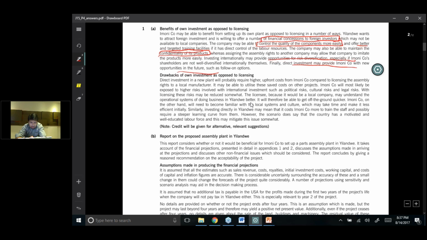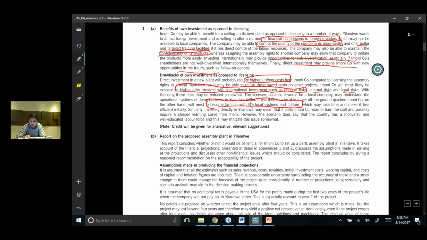And what are the drawbacks? Direct investment in a new plant will probably require higher upfront cost. A mining company will most likely be exposed to higher risk involved with international investment, such as political, cultural and legal risk. And a mining company, on the other hand, will need to become familiar with the local system, so it will be time consuming.